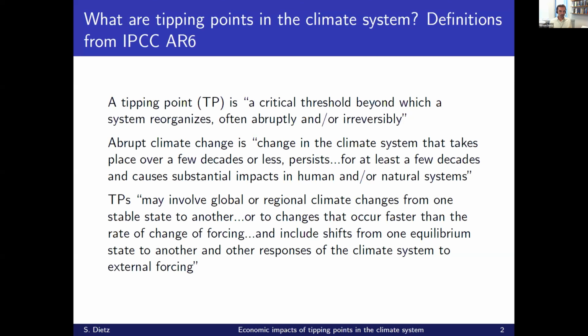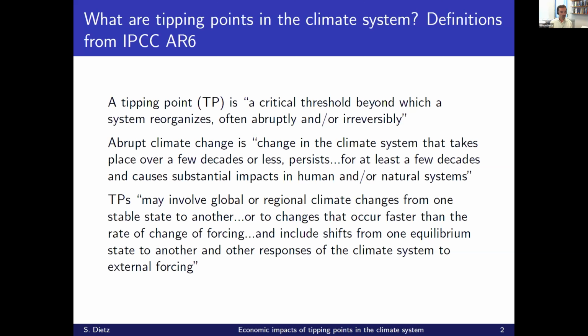So in my experience of working on and talking about tipping points, it's incredibly important to try to get everyone on the same page at the beginning about what we mean by tipping points in the climate system. So forgive me for starting with some definitions, okay? And where better to start with the definition of climate tipping points than the 6th assessment report of the Intergovernmental Panel on Climate Change. So in IPCC AR6, a tipping point is defined as a critical threshold beyond which a system reorganizes, often abruptly and or irreversibly. So you can already see that abruptness and irreversibility are often attributes of climate tipping points, but not always.